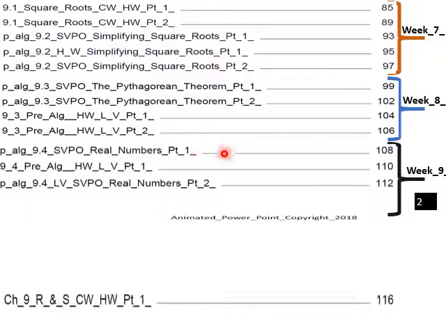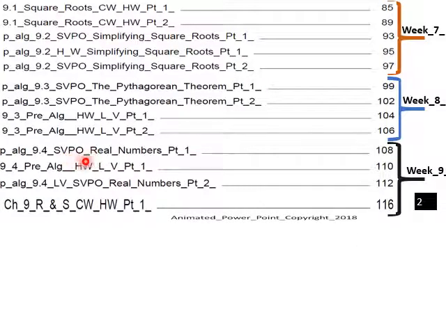And then week 9, we have real numbers. We go into number theory, number sense, part 1, and then part 2 for 9.4. And then we have a chapter 9 review and summary, classwork and homework, part 1 of the chapter up to that point.